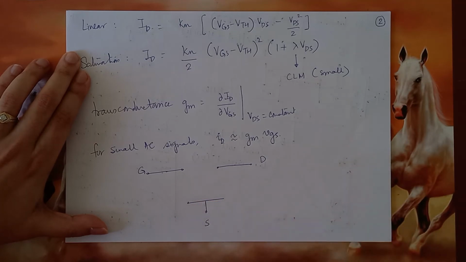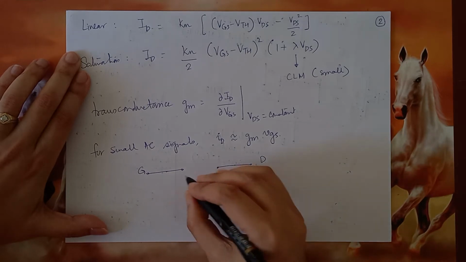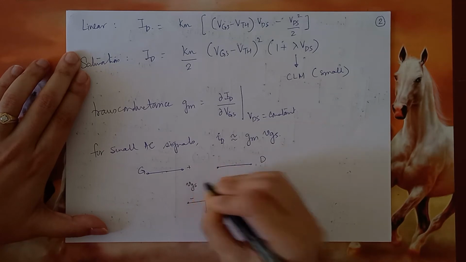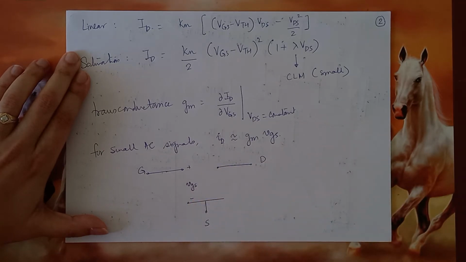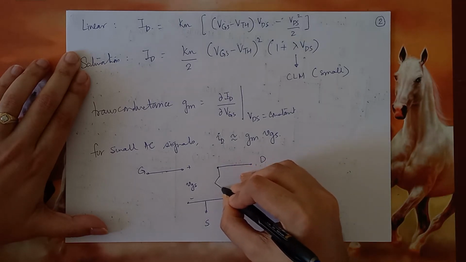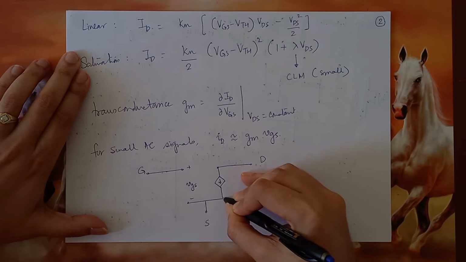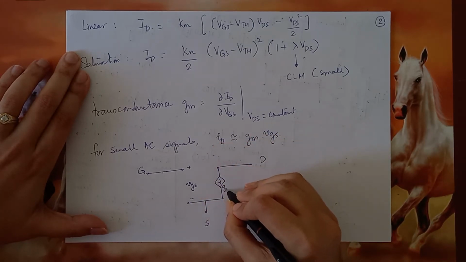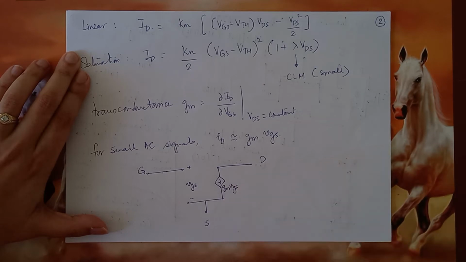There is no connection whatsoever between the gate and source, between the gate and the drain. Now, we can define something over here which is called the small signal gate to source voltage VGS. And we can define our drain current using a dependent current source, and we can define it this way, which is GM times VGS.